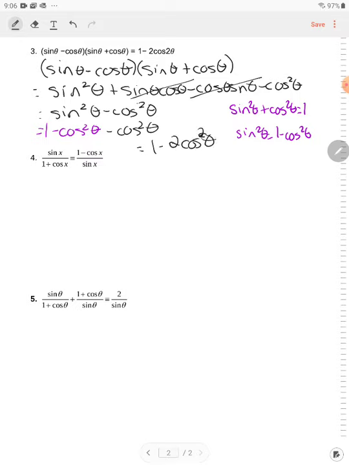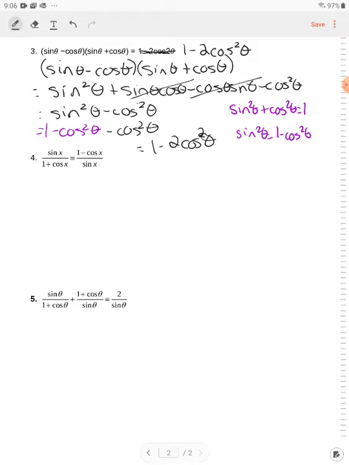Okay. So the original problem should be, I will correct that here, 1 minus 2 cosine squared of theta. That 2 did not become an exponent, so I will make sure I get that corrected there. Okay, now let's look at number 4.